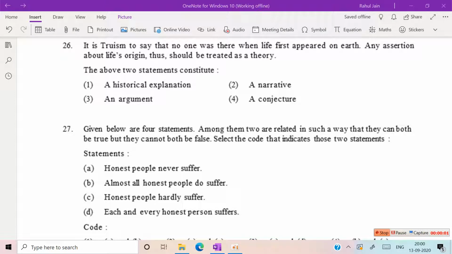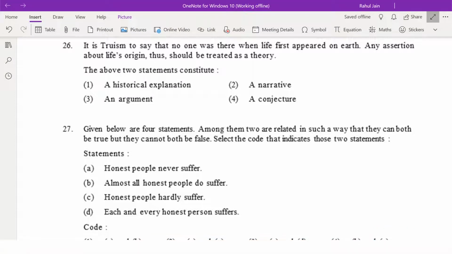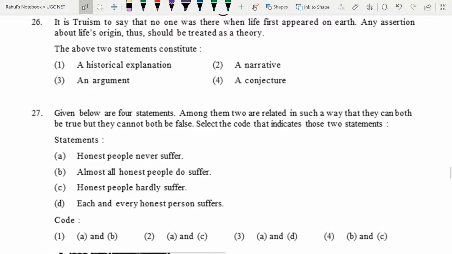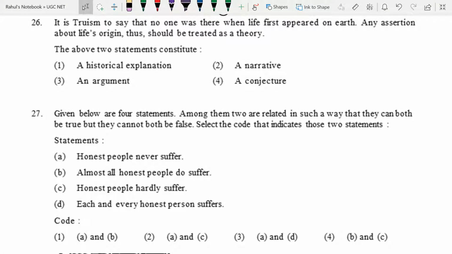Welcome back to the second session of UGC NET 2007 test paper 1 for the preparation of the upcoming UGC NET exam. In the solution of paper 1, we have already seen the first 25 question solutions. So let's just start with question number 26.